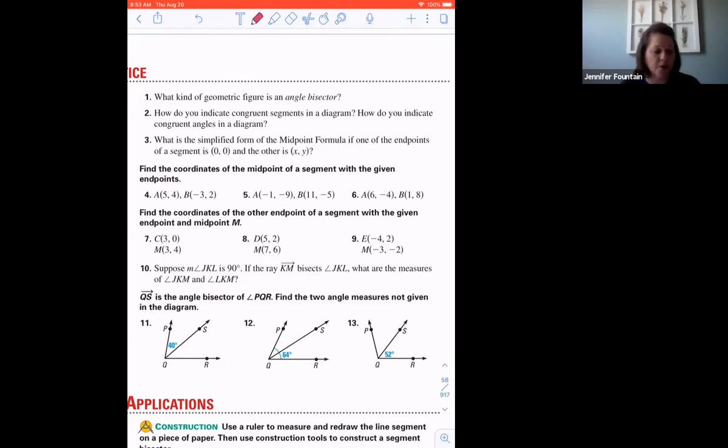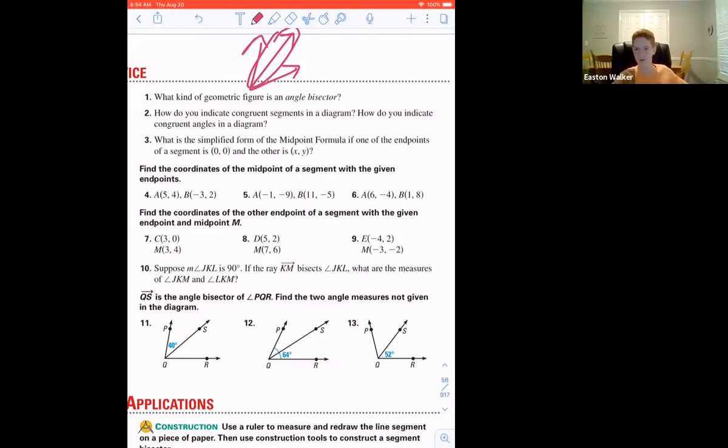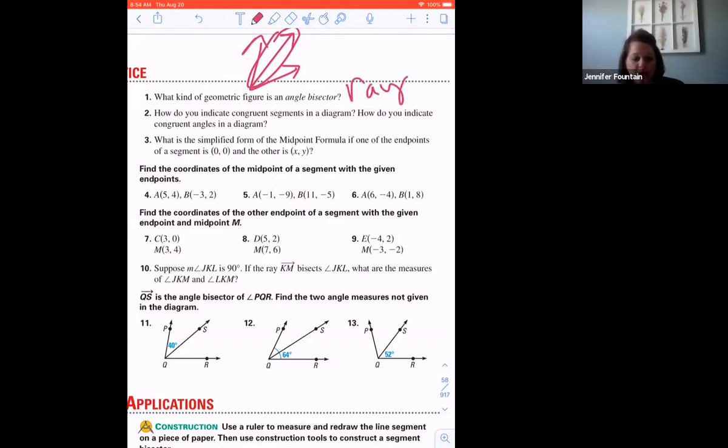All right, so on page 38, the first question is, what kind of geometric figure is an angle bisector? So think about, if I've got an angle, and then I have an angle bisector, what kind of figure is this? What do we call that? Ray. A ray, good. So an angle bisector is a ray. How do you indicate congruent segments in a diagram?